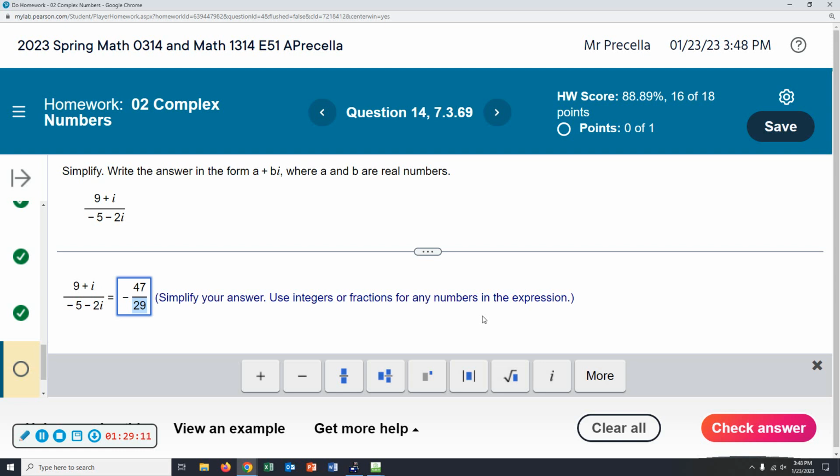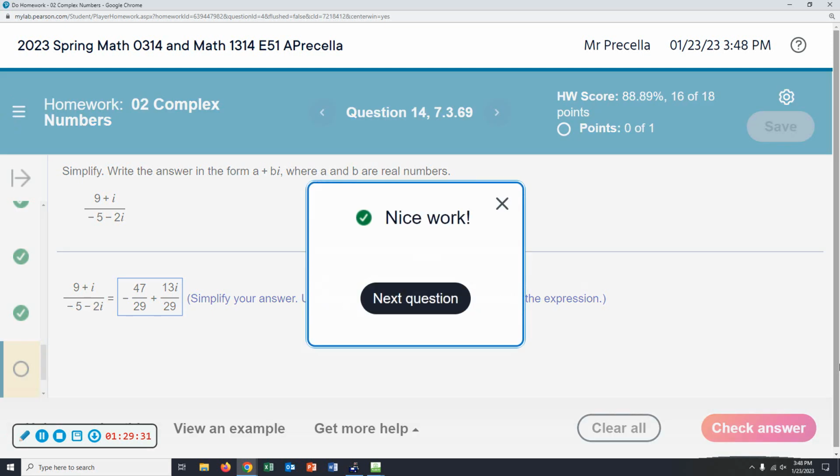What does he have to do now? Go over before he types that plus, and another fraction bar. 13i. Go into the bottom and type 29. Any questions there?